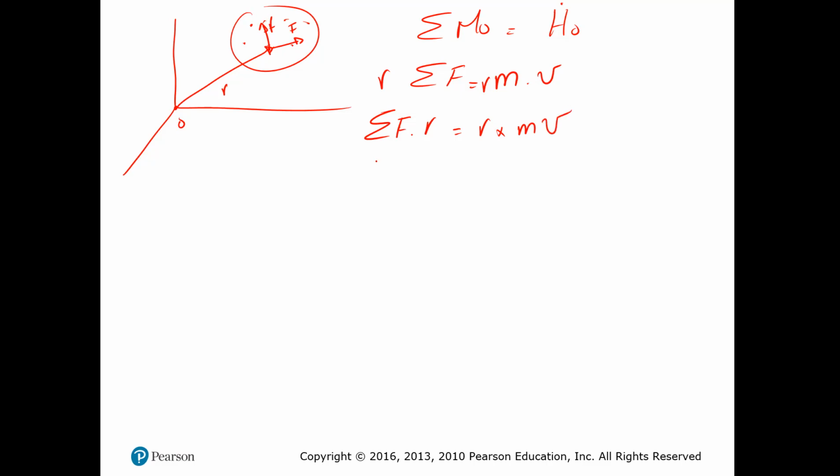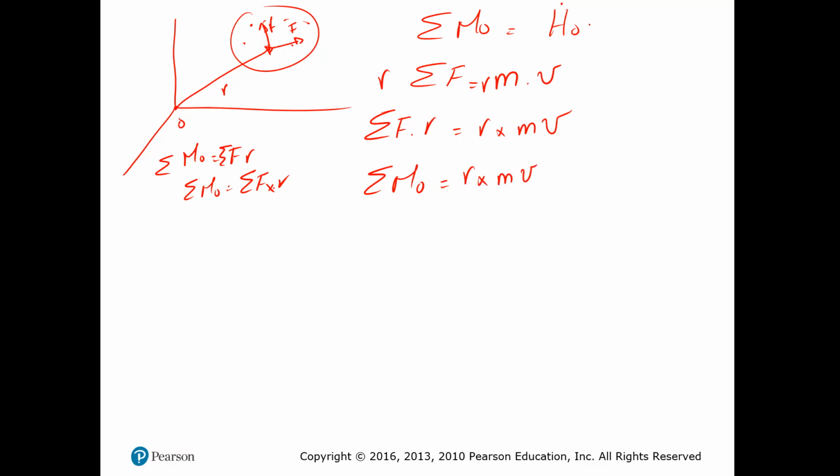And if we rewrite this equation, I have to remember that the moment of a force is equal to force times the distance. The sum of all the moments will be equal to the sum of all external forces times that distance. Since we're talking about vectors, it's the cross product, right? So the sum of moments about O will be equal to r cross product mv.